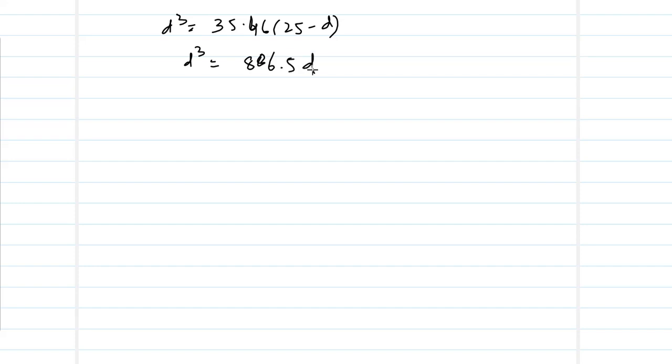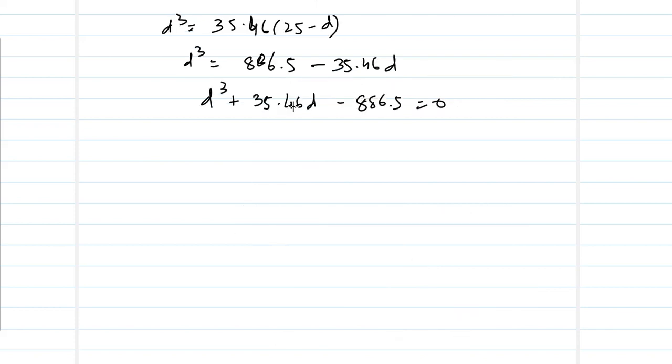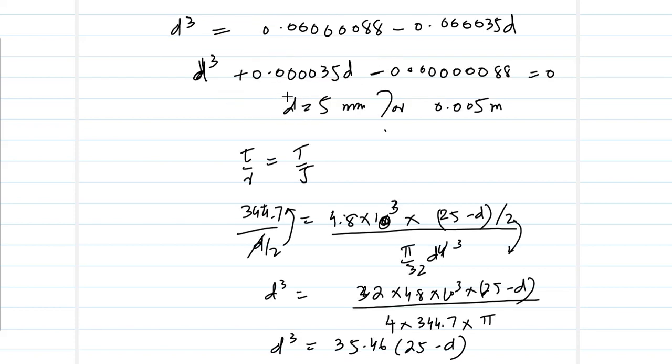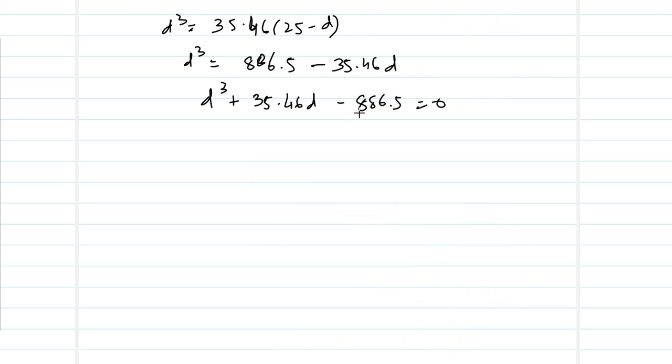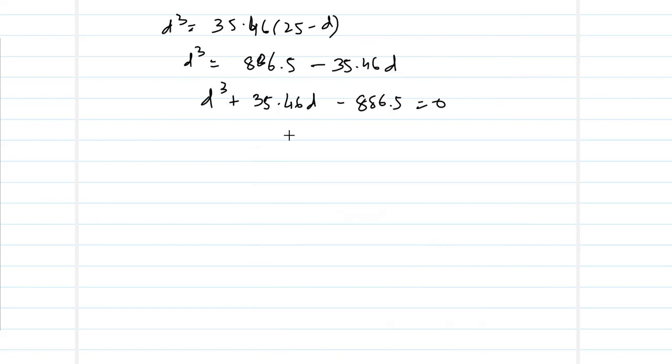886.5 minus 35.46d. So d cube plus 35.46d minus 886.5 equals 0. See, in both equations the only difference is that this is 35.46, it is 0.00035, and 886.5 is 0.000088. So only the difference is these values.